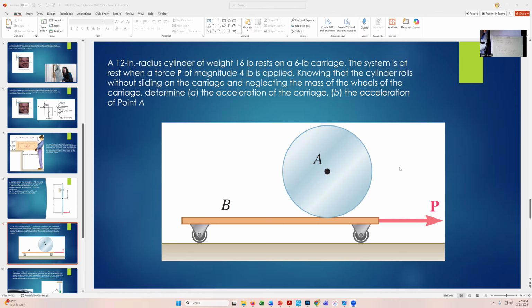Okay, now this one's a little more challenging, but we can definitely get through it. So what do we have? You can write the particulars down, pause and do that. But really what we're trying to do is find the acceleration of the carriage and the acceleration of point A, given a known force of 4 pounds pulling it to the right. Again, it's going to be one of those instantaneous things, as with all of chapter 16. So we're going to combine a few things we already know and go ahead and solve.